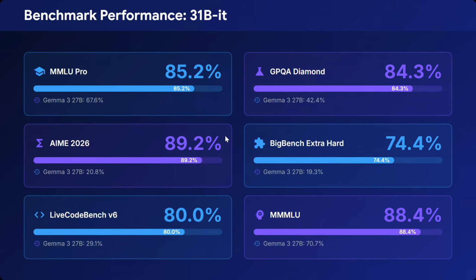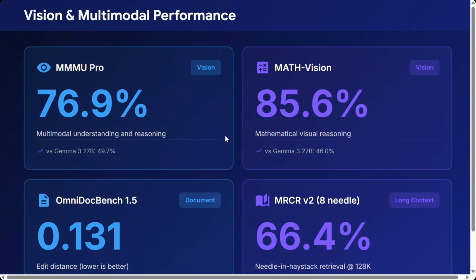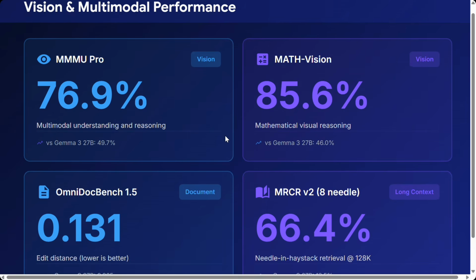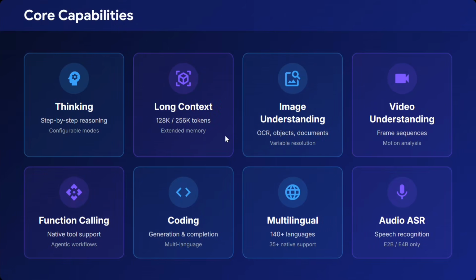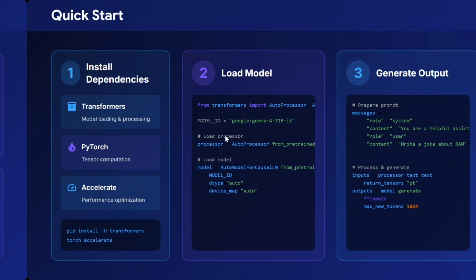Benchmarks, I think the models are quite good, as you can see. These are the benchmark numbers for vision and multimodal performance. I'm not jumping much into the details. Core capabilities, as we have already seen, everything can be done with this series of models, and given the size and given the performance, I think Google has already mentioned that it is one of the best open source models released so far, comparing with Kimi K2.5.